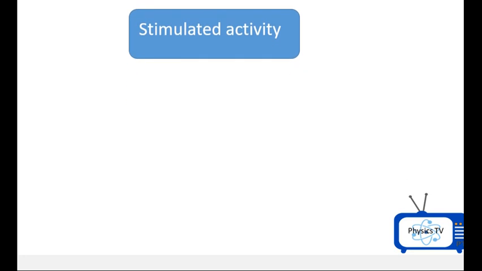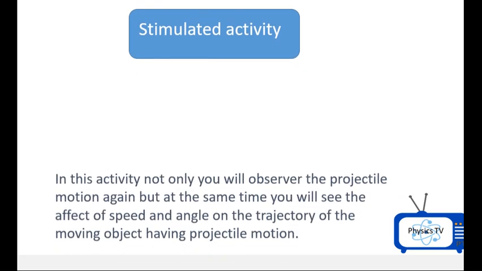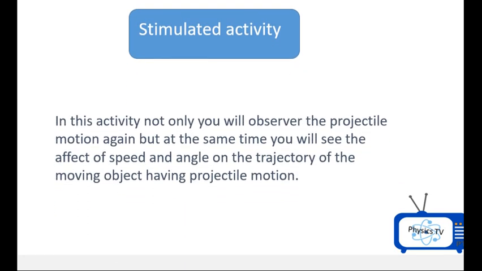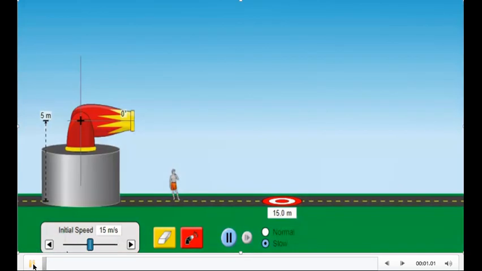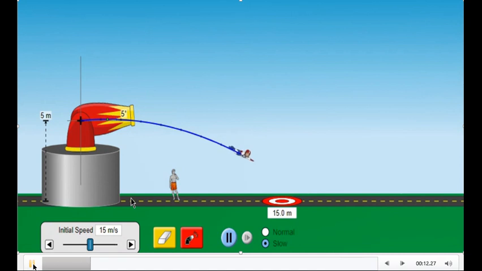Dear students, now it's time for a simulation activity. Here you will enjoy observing projectile motion once again, and at the same time you can see the effect of angle and speed on projectile motion. So pay attention and watch carefully. From this area I can manage the speed. From this area I can manage the angle. I'm going to adjust the angle at 5 degrees. Now just see the trajectory of a projectile motion.